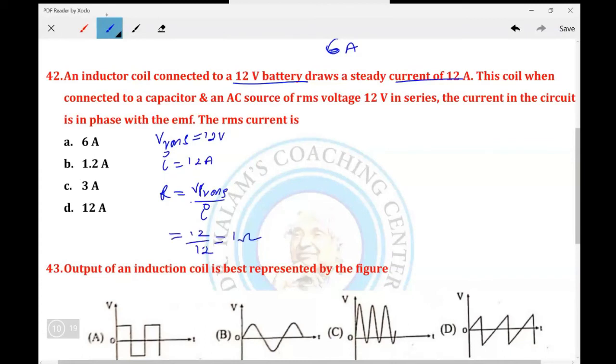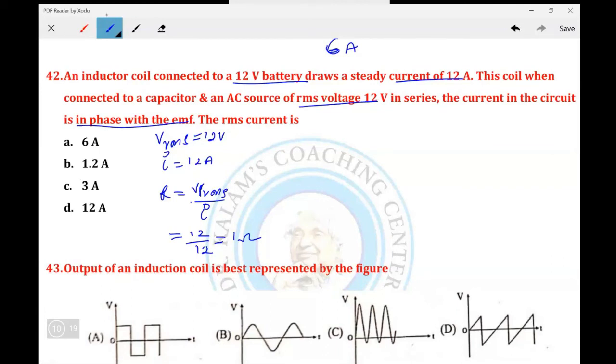Then what are they asking now? The coil is connected to a capacitor and an AC source of RMS voltage 12 volt in series. The current in the circuit is in phase with the EMF. The current in the circuit is in phase, which means the circuit behaves as a resonant circuit.